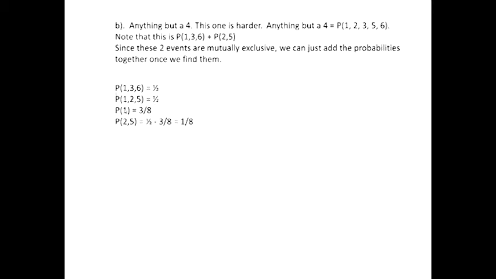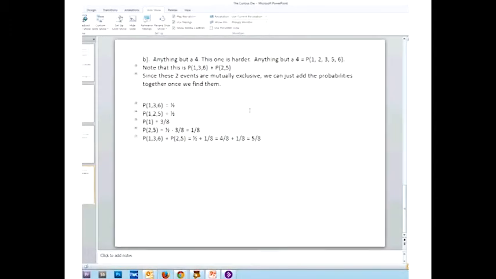Okay, so 1, 2, 5, take away the 1 would be 1/2, take away 3/8. And so the probability of just the 2 and the 5 is 1/8. So since what we need is 1, 3, 6 plus 2, 5, the 1, 3, 6, you remember up here, is 1/2. The 2, 5 is 1/8 from there. So 1/2 is 4/8 plus 1/8 makes 5/8. Okay? So there is the curious die.